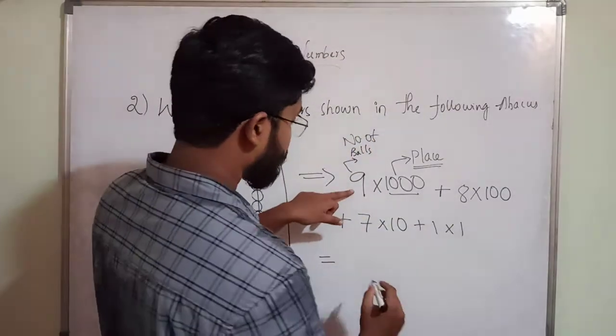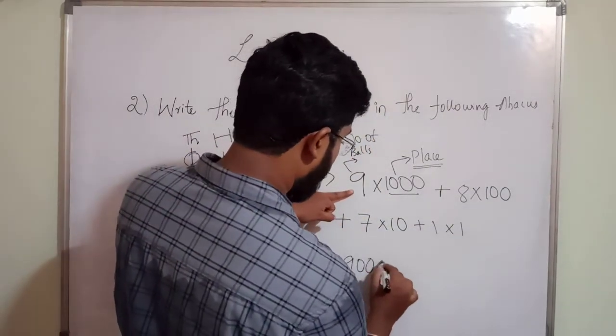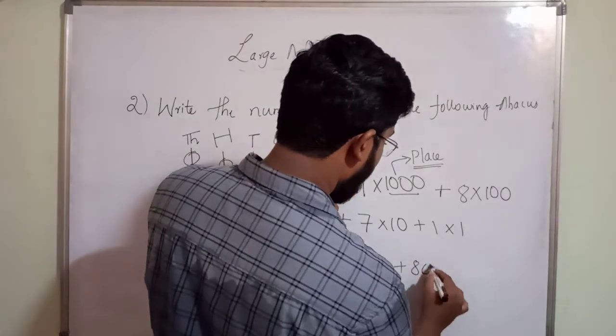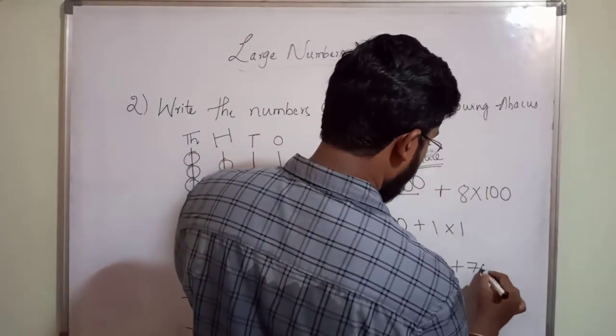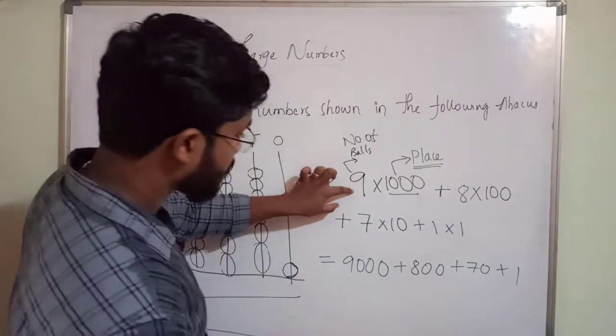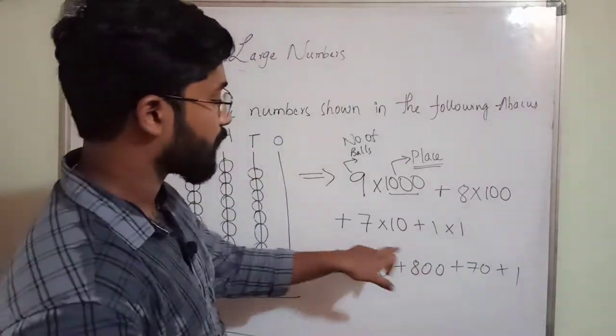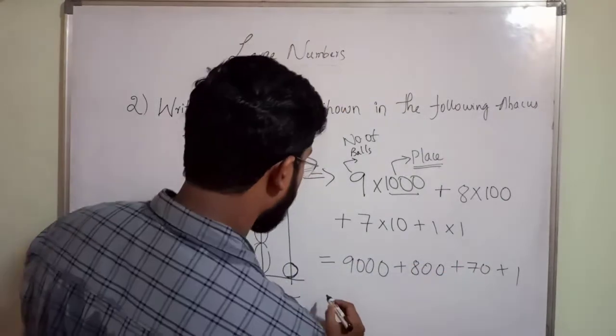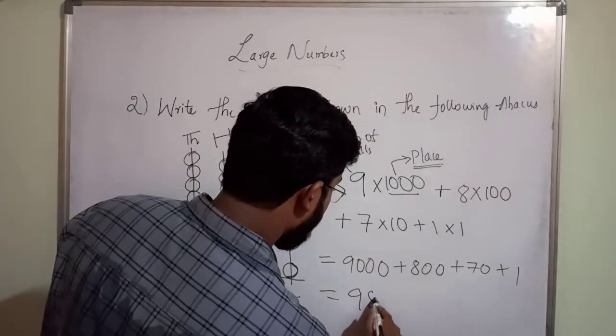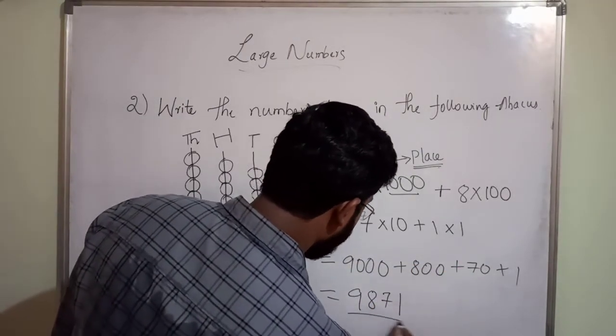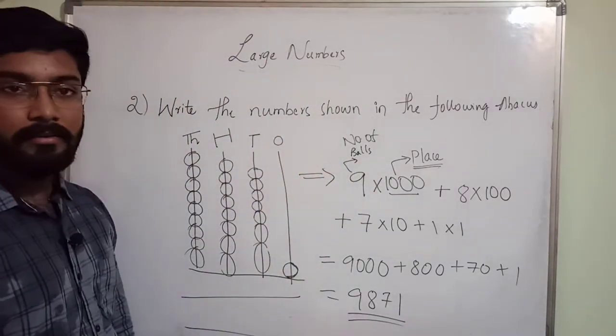If you add this, 9000 plus 800 plus 70 plus 1. This one is 9000, this one is 800, this one is 70, this is 1. What you will get? 9871. This is the number. Clear?